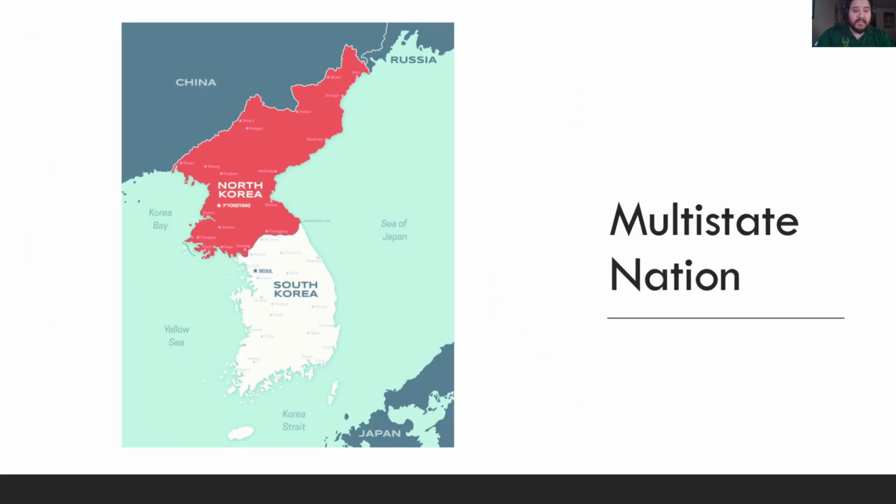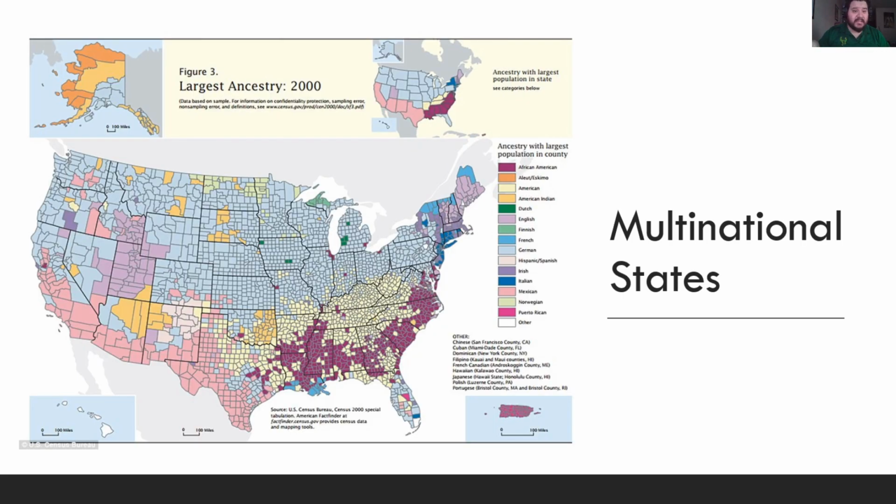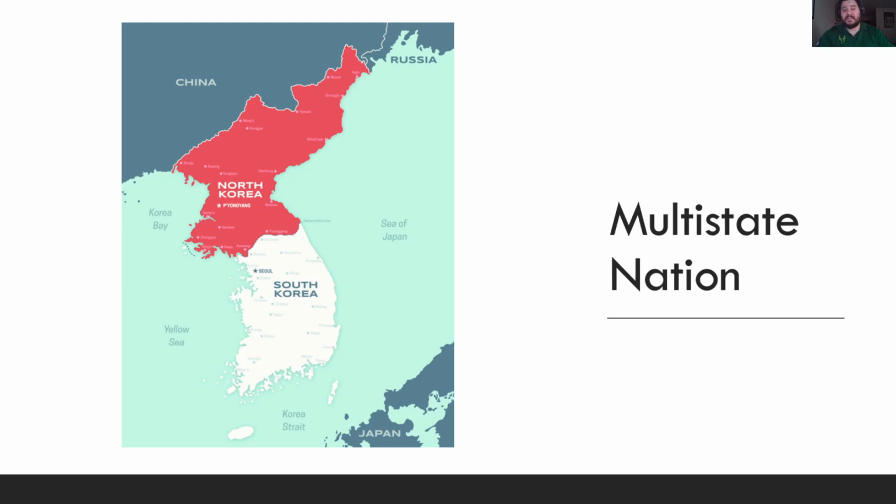We can also have what we call multi-state nations. So in the multinational state, before, we're looking at multiple nations in the same political entity within one single sovereign state. In multi-state nations, a little different, now we're looking at multiple states, so multiple sovereign governments that contain a single dispersed nation. So North and South Korea are one of these examples, who were split after the Korean War.